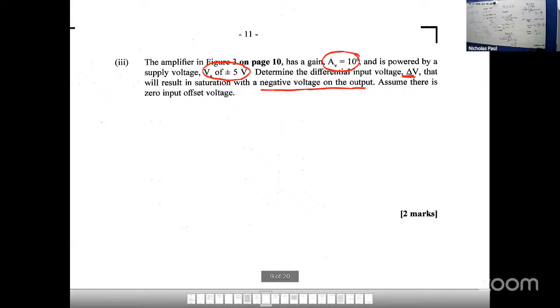Take your time. Number one, they ask you for the input change. Delta V is the change in input, V plus minus V minus. You have to figure out how you're getting that. I'll help you now.